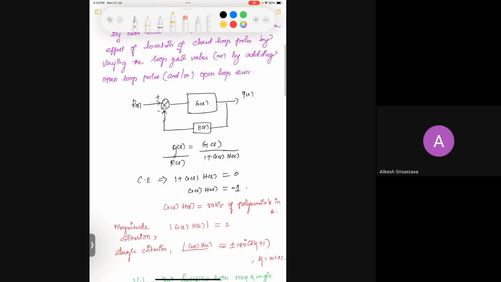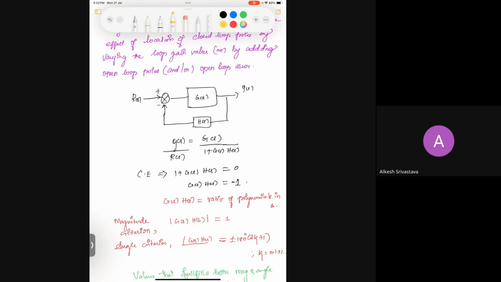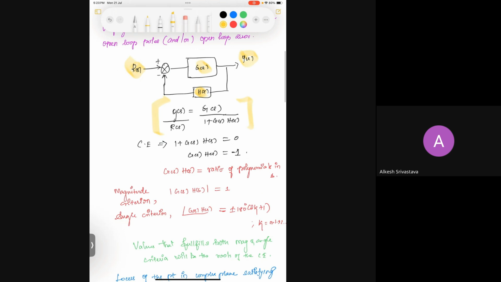Now, let us take a closed loop transfer function, a standard function we all see: R of s is the input and Y of s is the output, G of s your transfer function, H of s your feedback. So your closed loop transfer function for a negative feedback system can be written in this form, G of s by 1 plus G of s into H of s. While determining the location of the poles, we look at the denominator. So I will just equate this to 0. That is the characteristic equation.